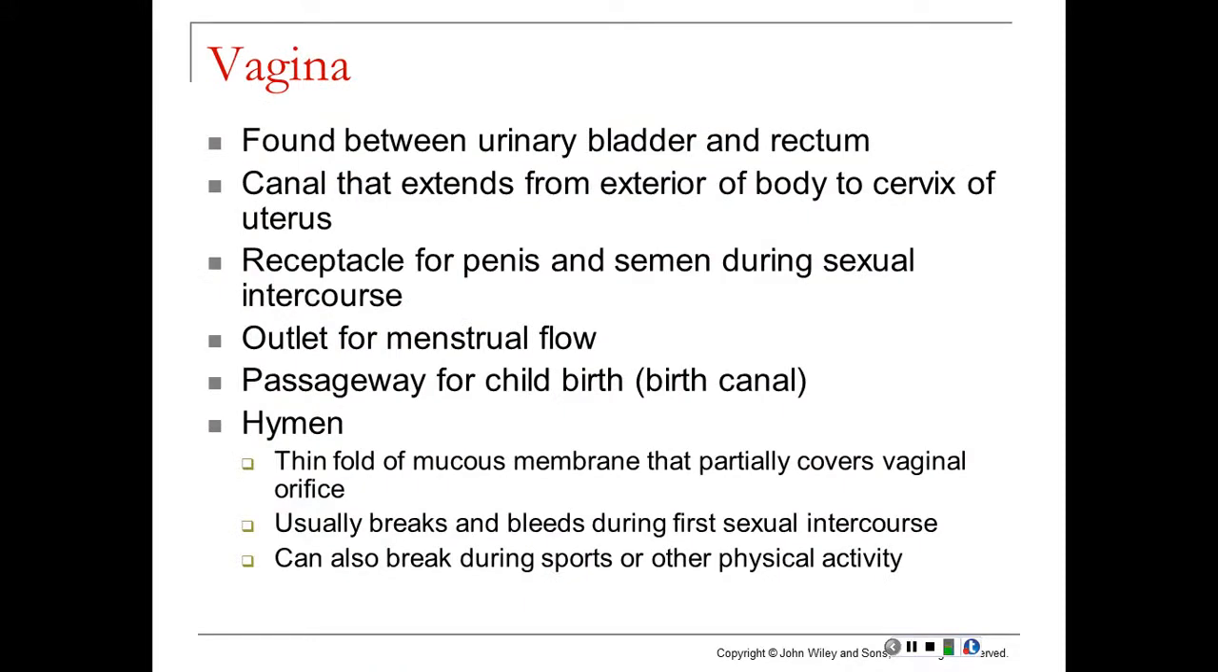Now we can talk about the vagina, found between the bladder and the rectum. It's the canal that extends from the exterior portion of the cervix of the uterus. It's the receptacle for the penis and the semen during sexual intercourse, and it's the outlet for menstrual flow. It's also the passageway for childbirth, the birth canal.